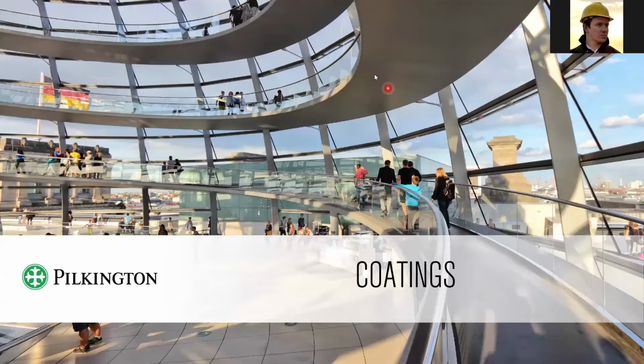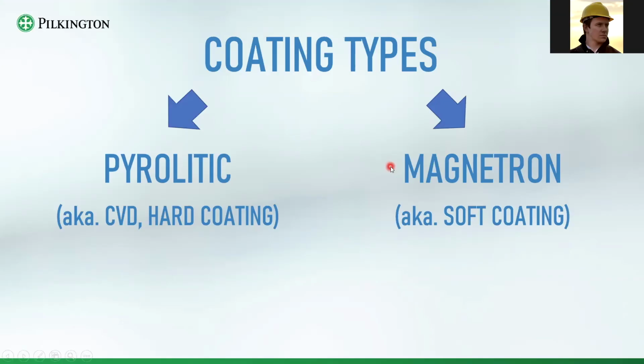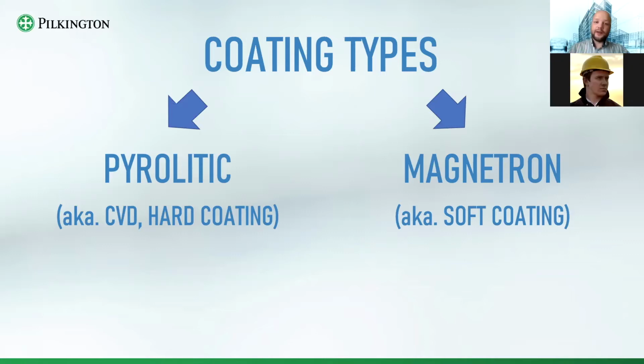So I think I have to restart now. The coatings. First, what we do is to classify them by the production method. Basically, in architecture, we're using two types of coatings. Pyrolytic or CVD, meaning chemical vapor deposition, or hard coating is one type. Magnetron or soft coating is another.